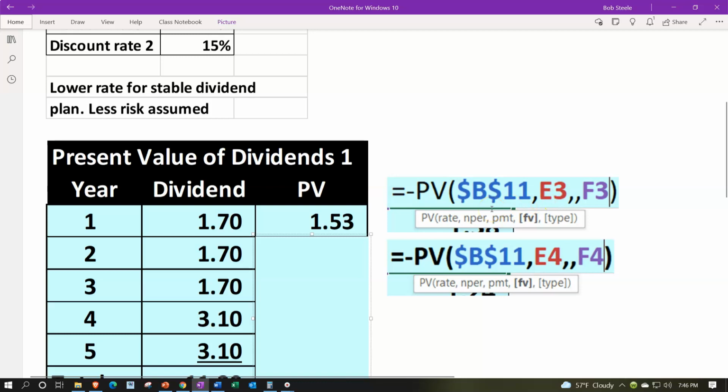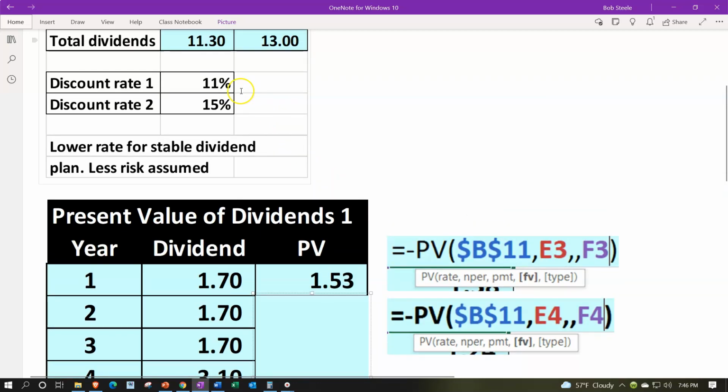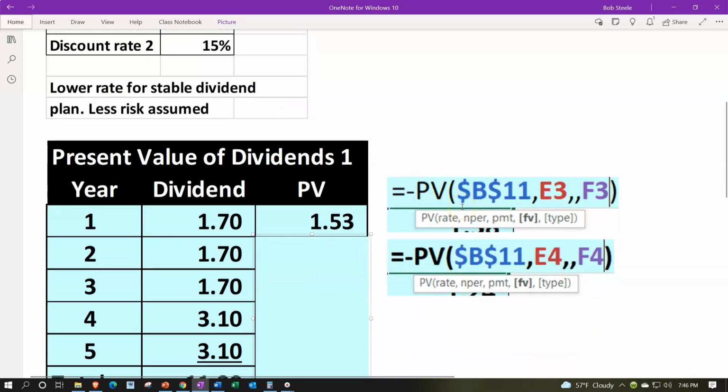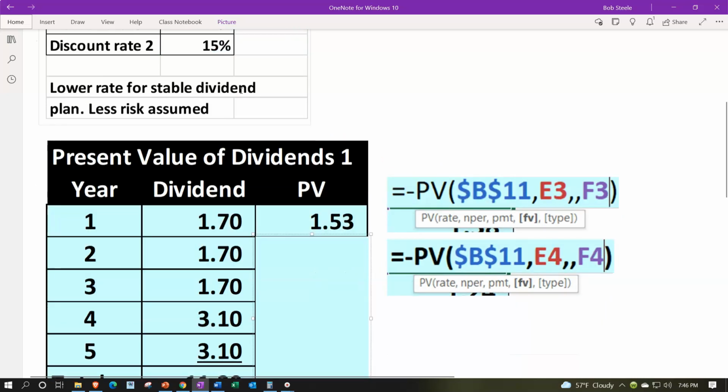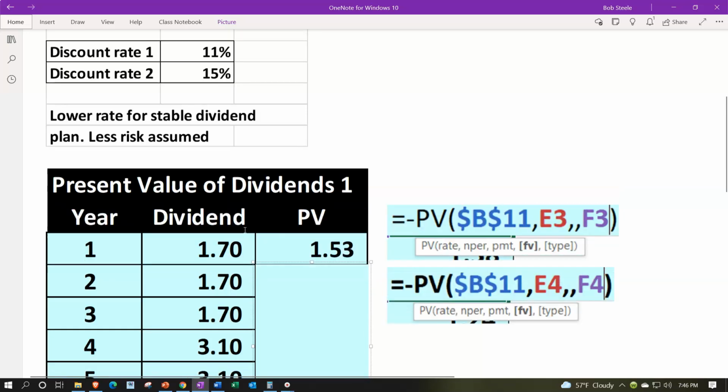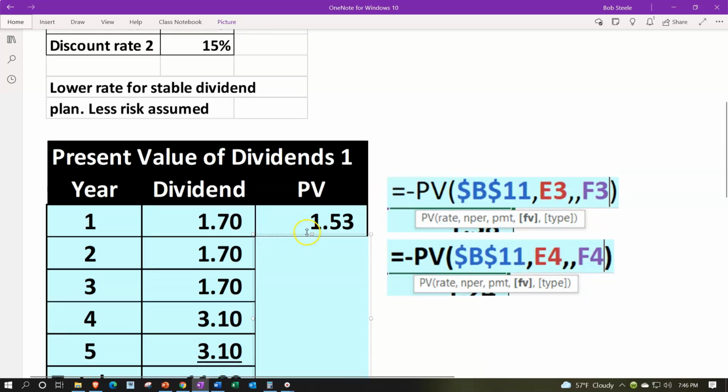Also note that this first one, which is representing this 11%, has a $ sign before the B and 11, allowing us to copy it down without moving that cell coming from a fixed standpoint that would be outside of our table. And then we do not have a payment here, so you see 2 commas because there's no payment. And then we have the future value, which is going to be that cell right there, the 170.